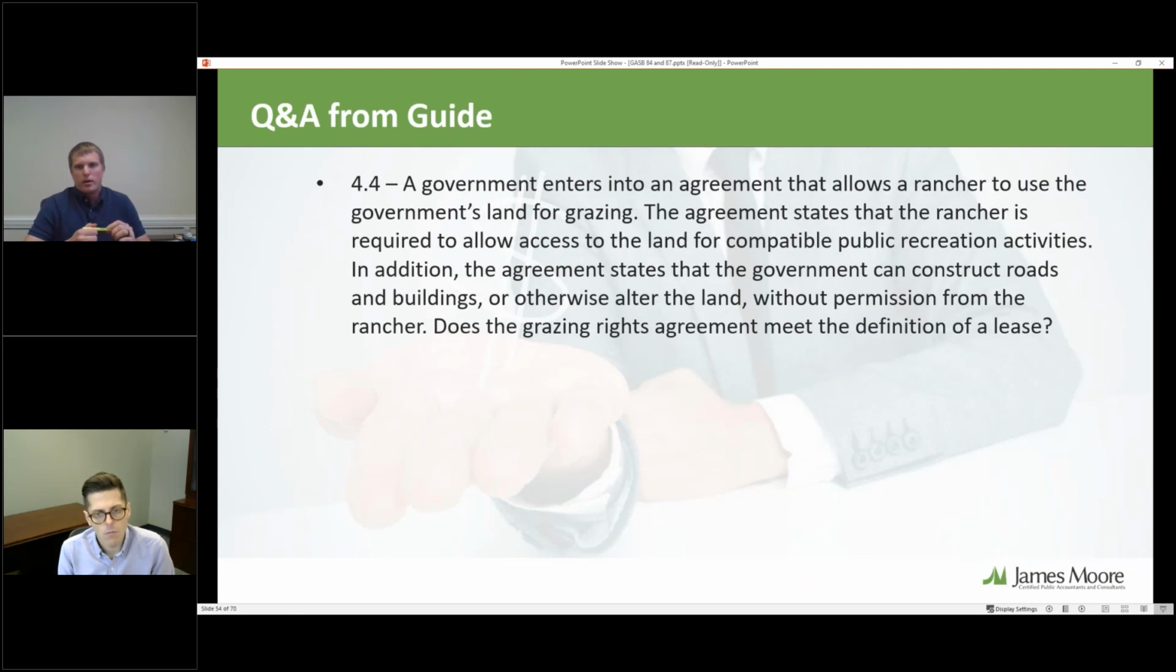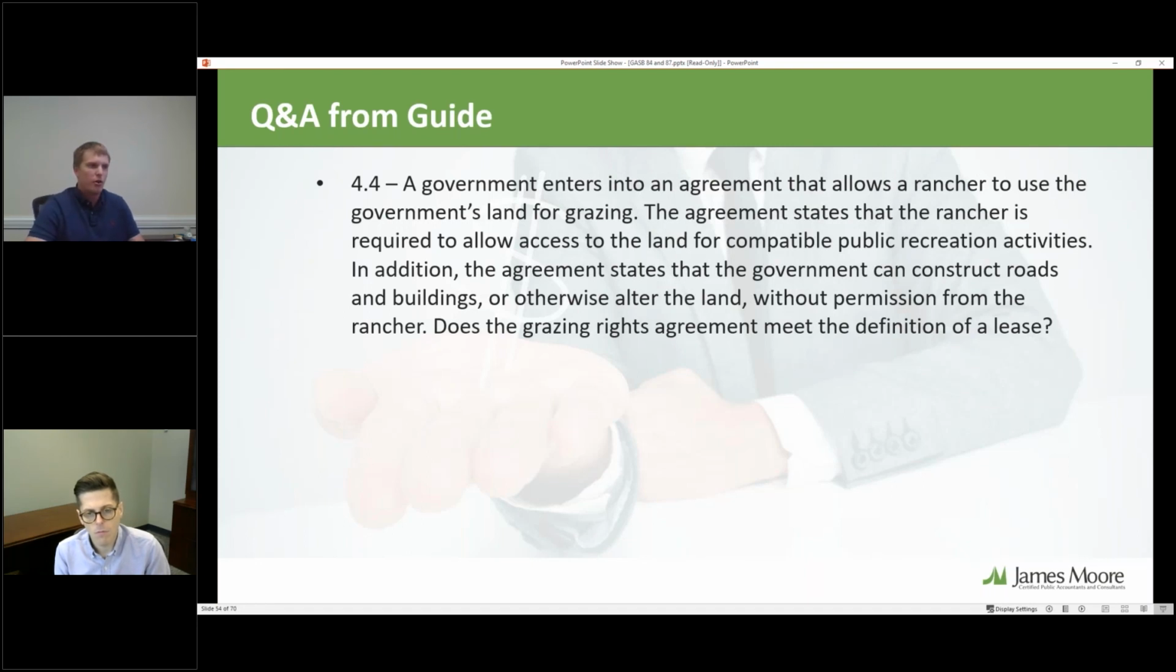So 4.4, a government enters into an agreement that allows a rancher to use the government's land for grazing. The agreement states that the rancher is required to allow access to the land for compatible public recreational activities. In addition, the agreement states that the government can construct roads and buildings and otherwise alter the land without permission from the rancher. Does the grazing rights agreement meet the definition of a lease?